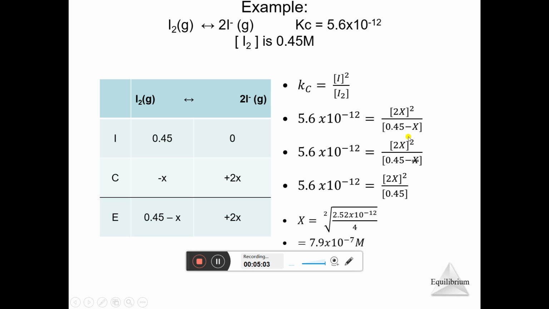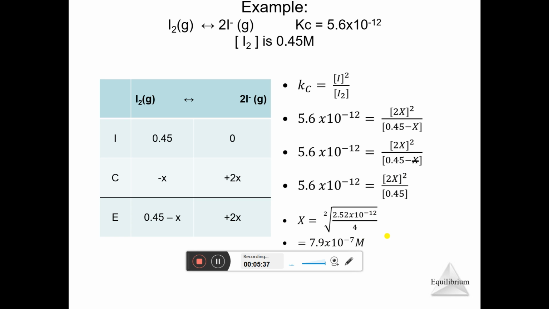You cannot ignore it up here, okay? Now, so we rewrite. We know Kc because it was given in the problem. We now solve for x here. If I rearrange to solve for x, it would be the square root of this number, which I got by multiplying 0.45 by 5.6 times 10 to the minus 12, divided by 4, because that squared applies to everything, right? The x squared and 2 squared is 4. And if I do the math, you're going to get 7.9 times 10 to the minus 7 molar.